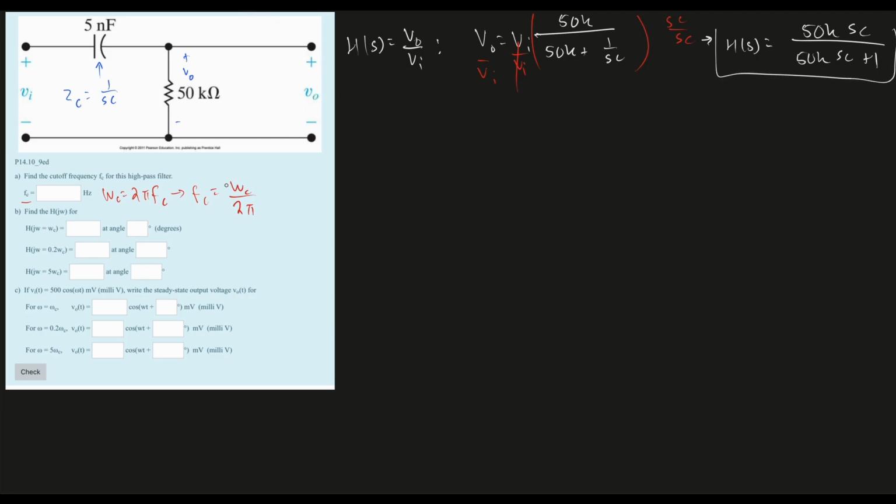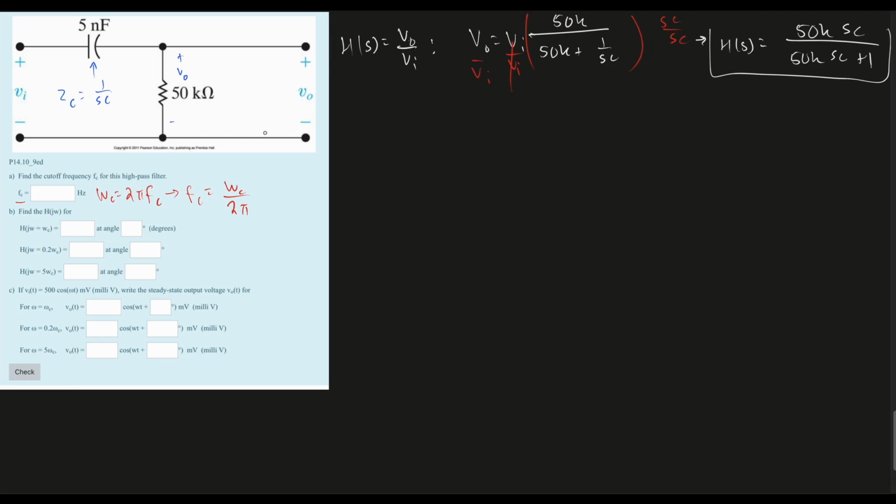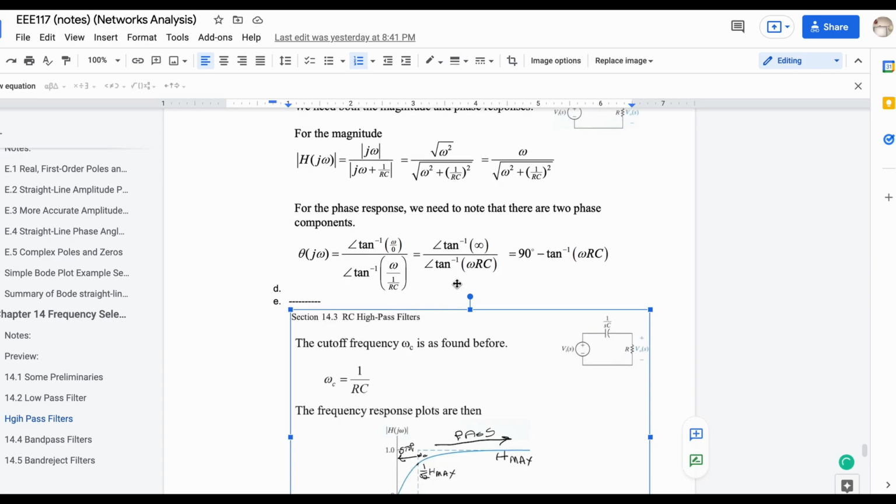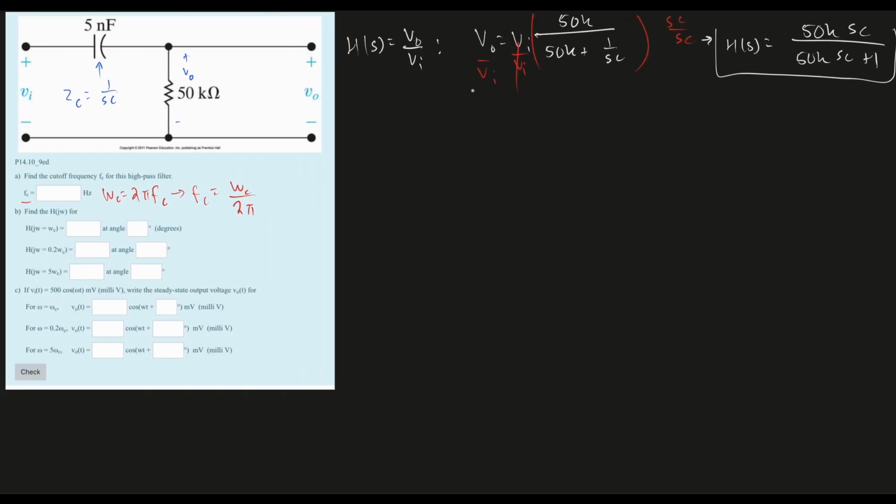Now, again, we need to find our omega C. To find our omega C, we can look at the notes linked below the like button. We are going to be looking at this. We have omega C is equal to 1 over RC. So in here, we can write omega C is equal to 1 over the RC. And our RC is going to be this. This is our resistor, and this is our capacitor.